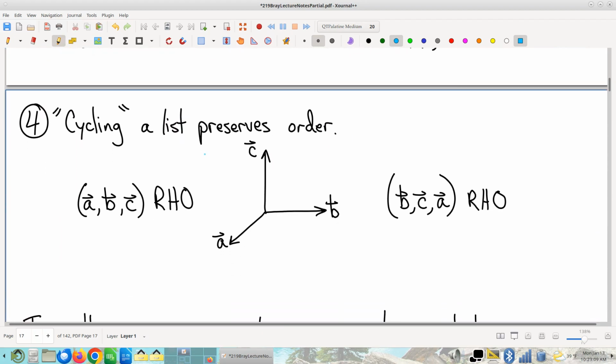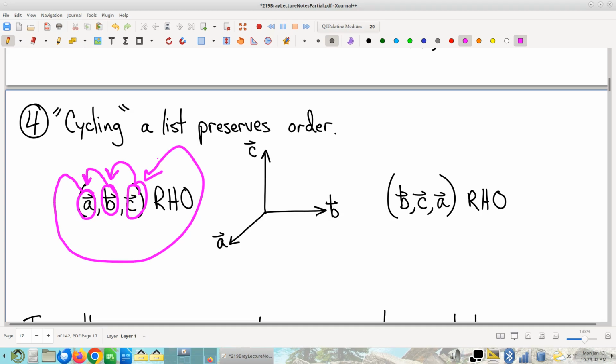Now, there is a 4th property, or kind of isn't, well, it depends on how you look at it. I'm going to say there sort of morally isn't a version of this in 2 dimensions, but what I'm going to call cycling the vectors in the list preserves the order. This is arguably a special case of the previous property. If you take the 3rd vector and put it in the 2nd position, you take the 2nd vector and put it in the 1st position, you take the 1st vector and bring it back around and make it the 3rd vector, like so, that doesn't change the handedness.